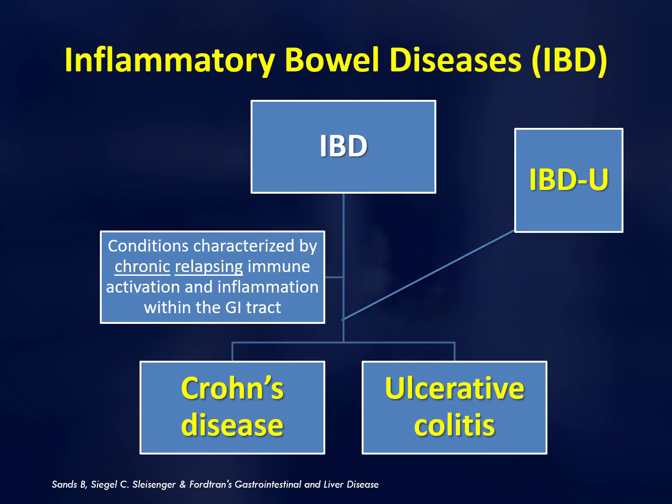Inflammatory bowel diseases are divided between Crohn's disease and ulcerative colitis. So there are two groups. Either it's Crohn's disease, or it's ulcerative colitis. Sometimes the characteristics of the patients do not fit either Crohn's disease characteristics or ulcerative colitis characteristics. This is where we call the patient as having inflammatory bowel disease unclassified.